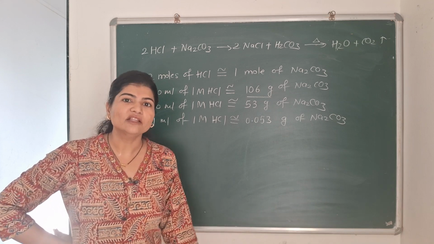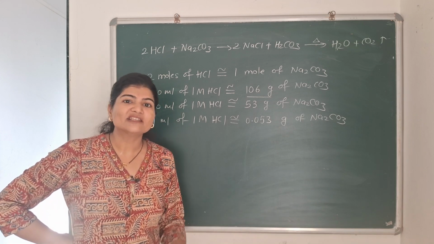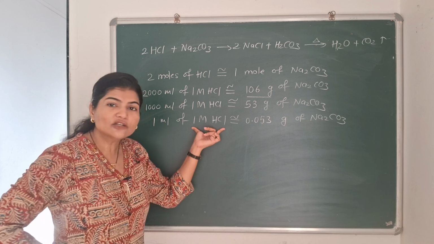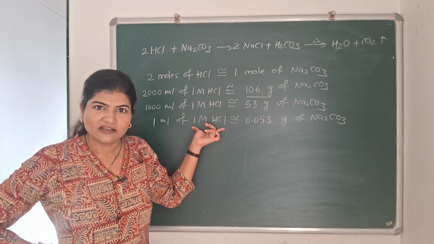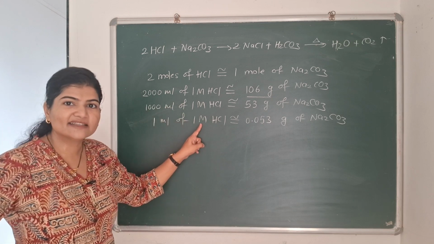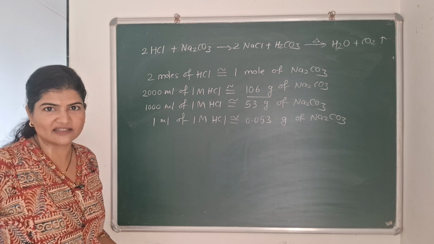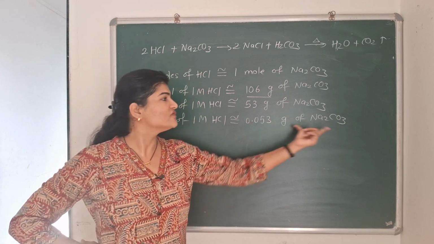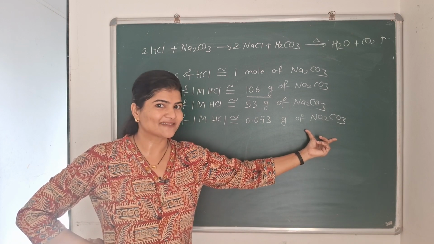Now what does that mean? What does this factor mean? This factor means that if you are using 1 molar concentration of HCl in the burette, and if 1 ml of that HCl falls in the conical flask, it is going to react with this much amount of sodium carbonate in the conical flask.